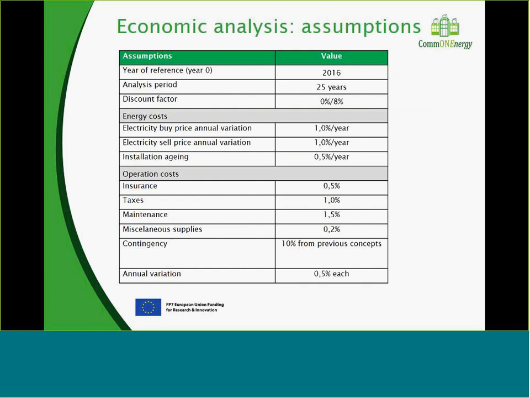Something about the assumptions we made. The year of reference was 2016. We analyzed a period of 25 years. We had a discount factor that was either 0% or 8% in case the owner takes money in loan to pay for the retrofit of the shopping center. We analyzed the electricity cost and also operational cost. And here on this table, I try to summarize all these assumptions that we made.